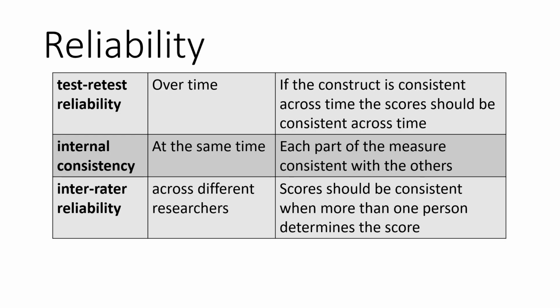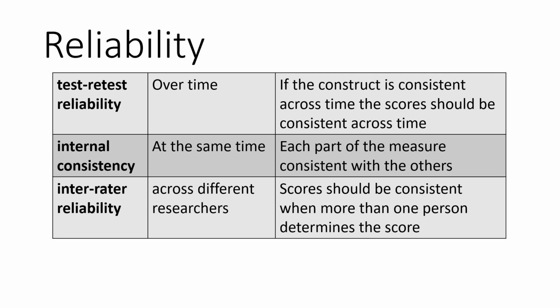There are a few ways we can think about the consistency of a measurement instrument or tool. One is whether it's consistent over time, assuming whatever's being measured should be consistent. That's referred to as test-retest reliability, because if someone takes a test and then takes the test again later, they're retested, the scores should be very similar. The different parts of a measure should also be consistent, which is called internal consistency. For example, a self-report measure frequently asks several questions about the same thing.